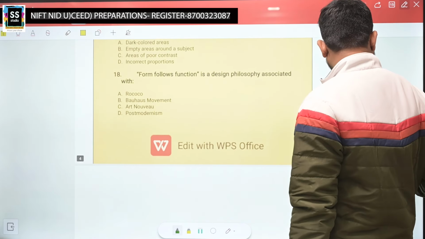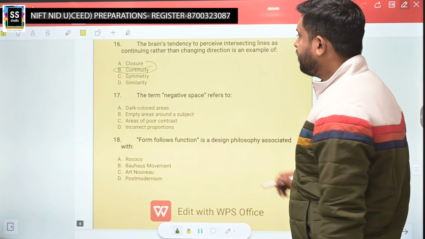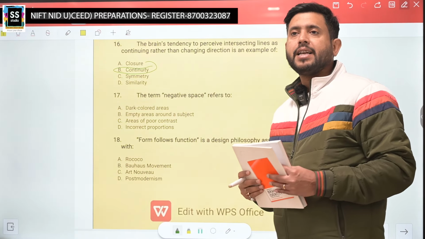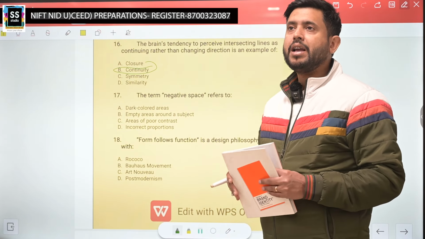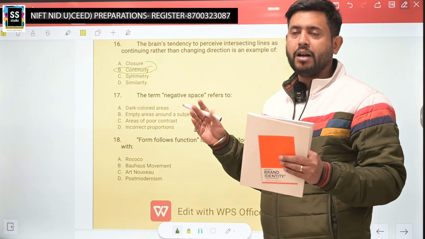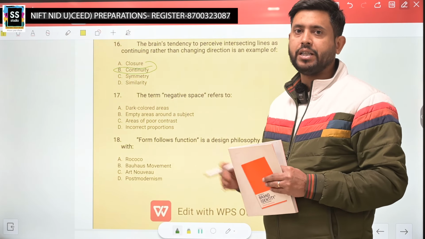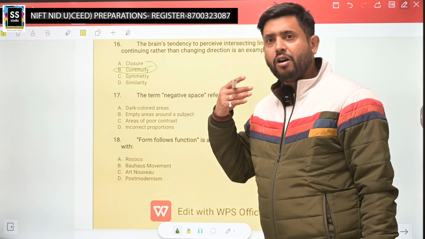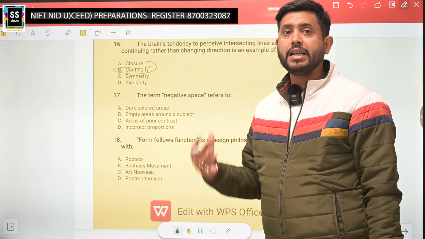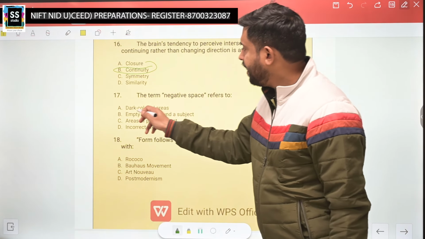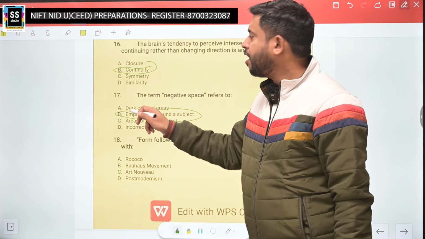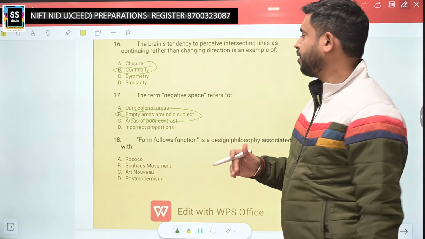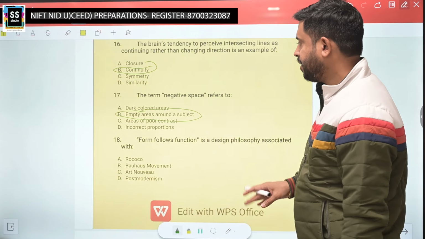Clear? Moving forward, the next question is, the term negative space refers to what? Sanyukta ma'am has taken many sessions on poster and stamp. There are so many topics she has taken, and you can watch in the playlist of our channel. You'll see she always mentioned about taking care of negative space. That means empty areas around the object. So you should not leave much of the negative space and balance your design. Alright, so that is empty areas around a subject.